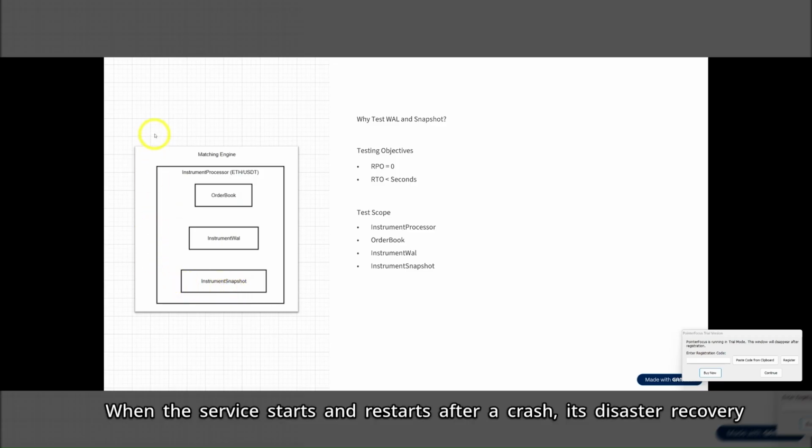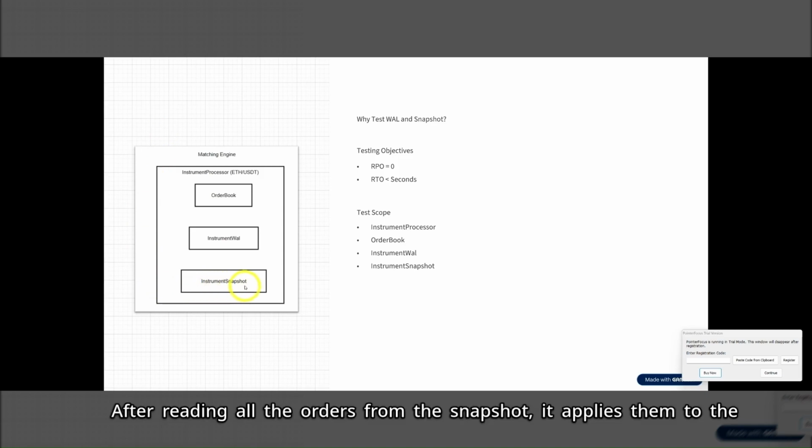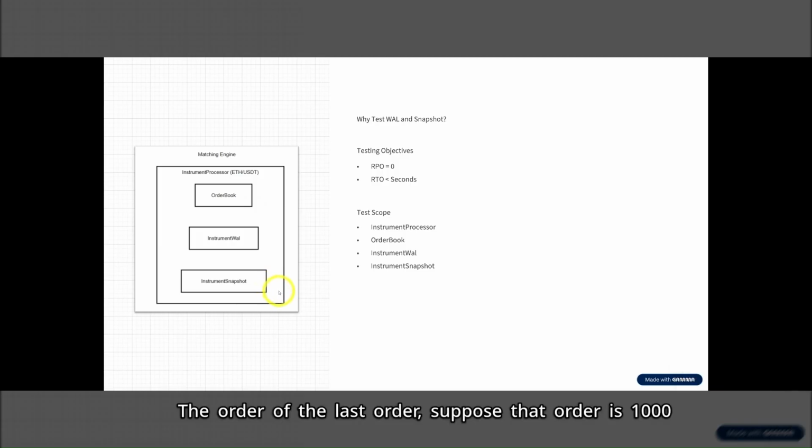When the service starts and restarts after a crash, its disaster recovery procedure is like this. It first reads the snapshot upon startup. After reading all the orders from the snapshot, it applies them to the order book. Then it remembers the last order in the snapshot, suppose that order is 1,000.